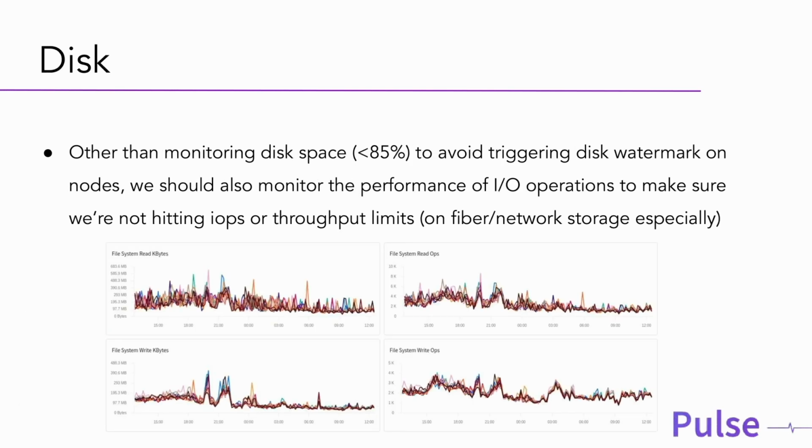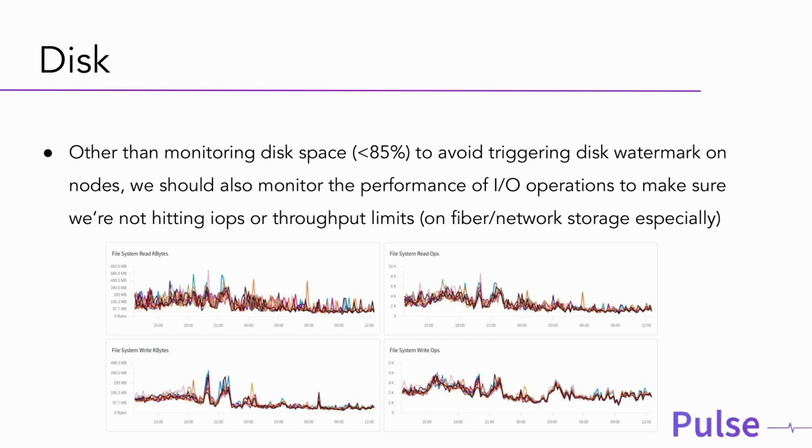And similarly on disk, it really depends on your disk performance. If you have locally mounted SSD disks, the throughput and IOPS will not be a worry. But if you have a network disk, then you do need to keep track of that, to make sure that the accumulated throughput, write and read in terms of kilobytes, and the IOPS, read and write, are not above what you have provisioned with the disk.